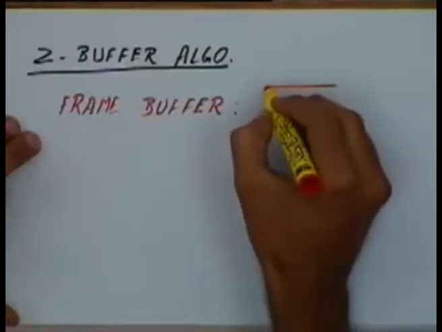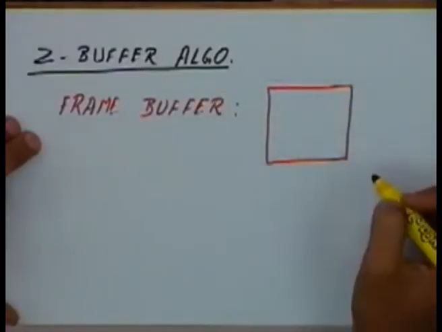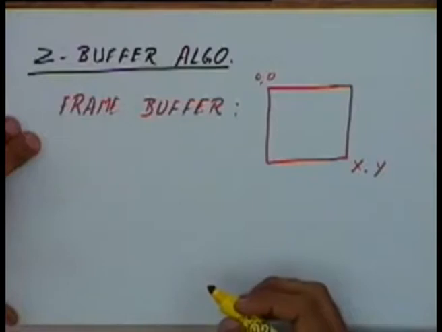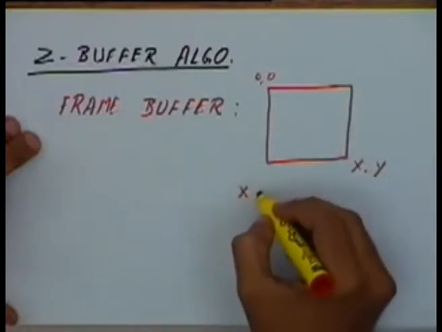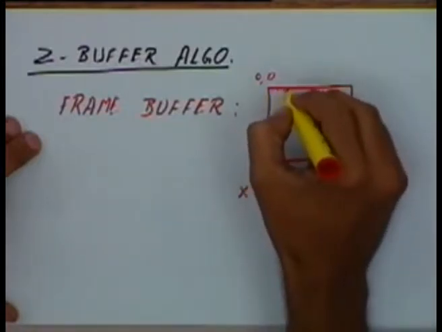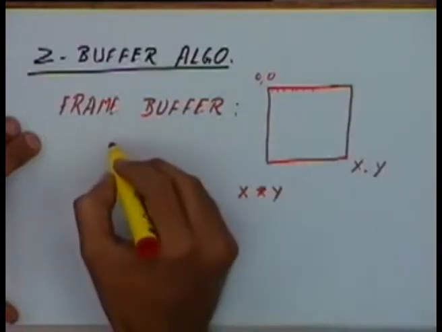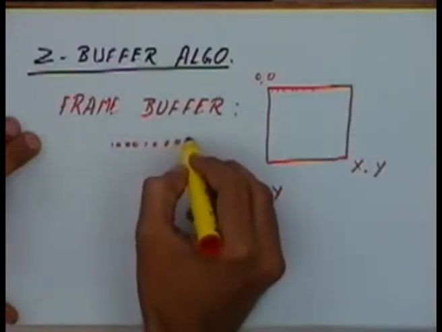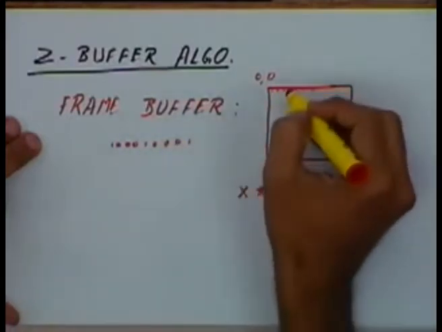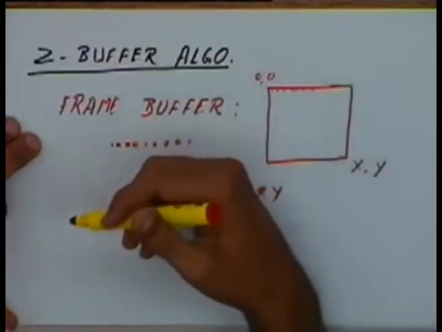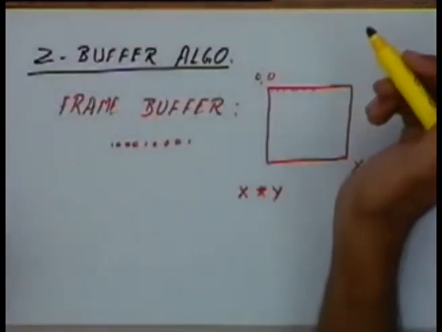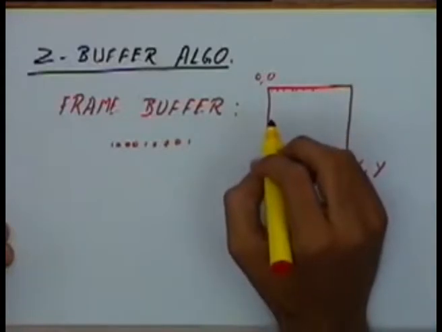So if you have a screen like this, from 0 0 to x y, this is an array of pixels which is x times y. For each pixel, we have a bit which describes whether that pixel is going to be on or off. If it is 1, it is on. If it is 0, it is off. That is in the case of a monochrome display. In the case of a color display, we will have multiple planes. So this is what a frame buffer is.